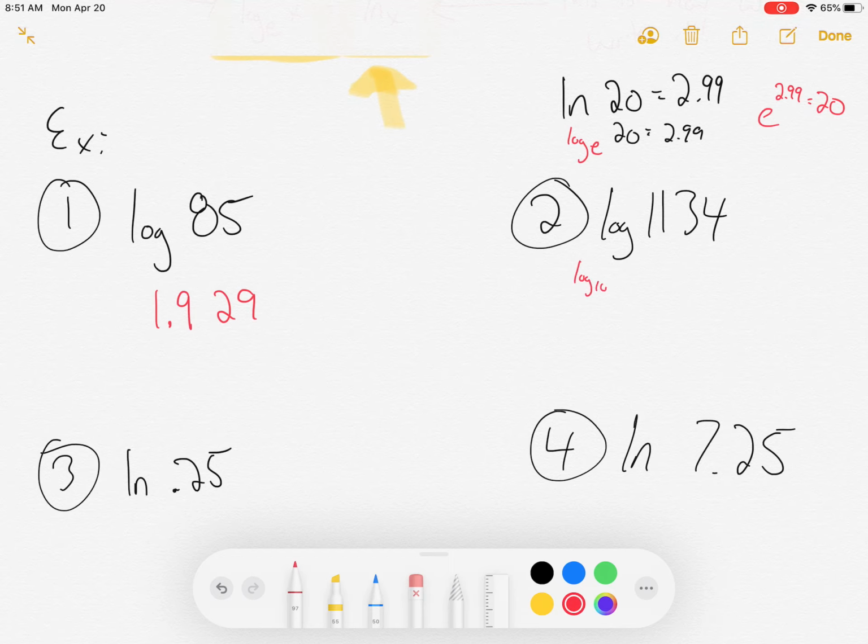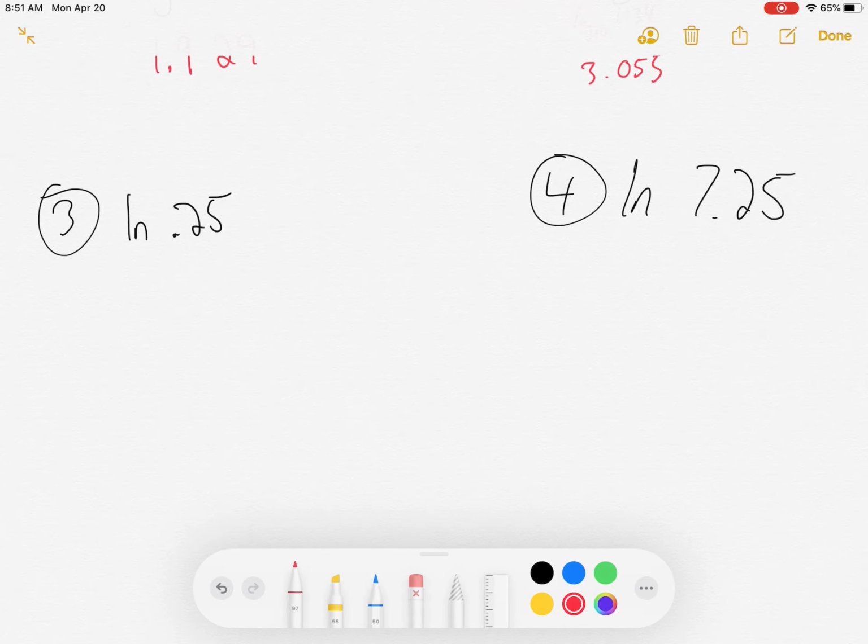Okay, number 2, if you type log of 1,134, again, this is really log base 10 of 1,134. So let's think about this logically. 1,134 is pretty close to 1,000, and 10 to the third power is 1,000. So our answer should be somewhere around 3. So when we type this into our iPhone or our computer, we should get 3.055.